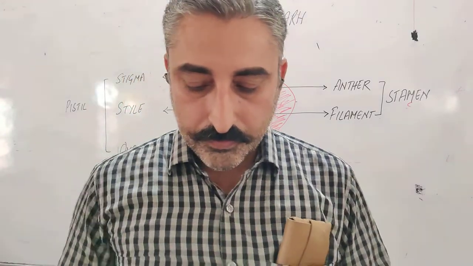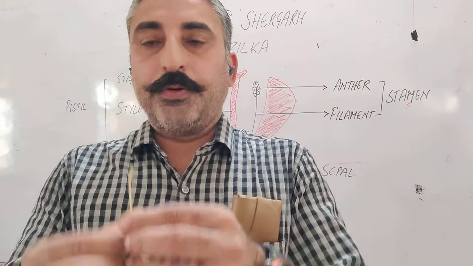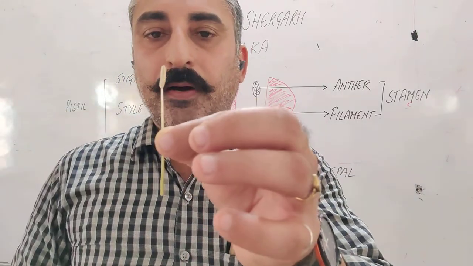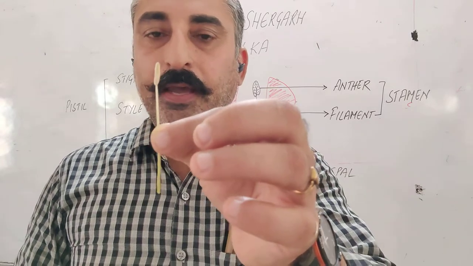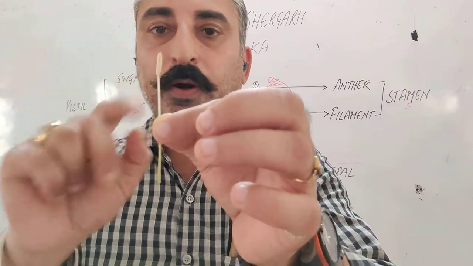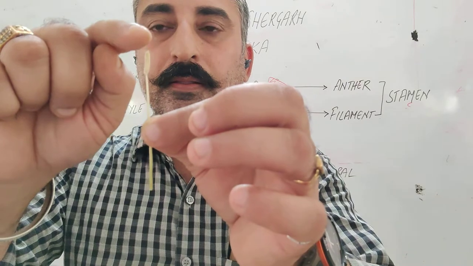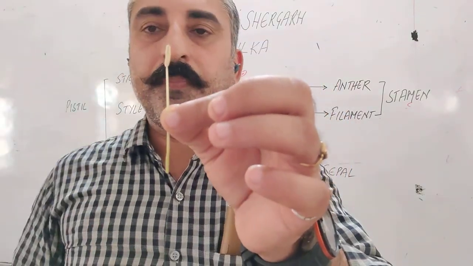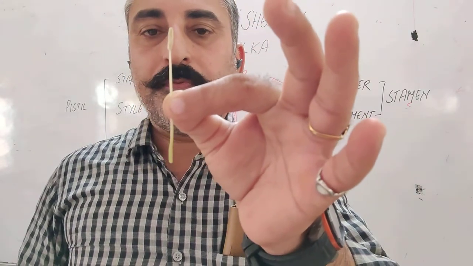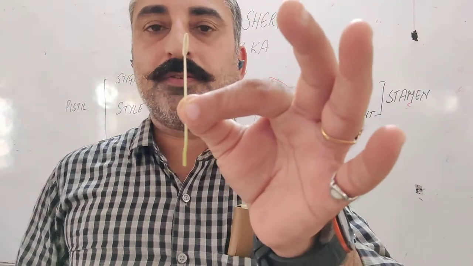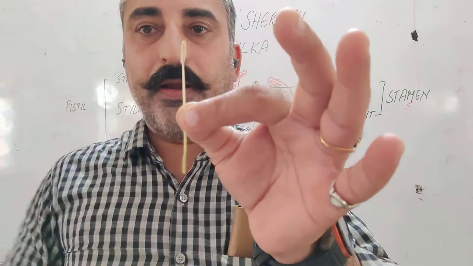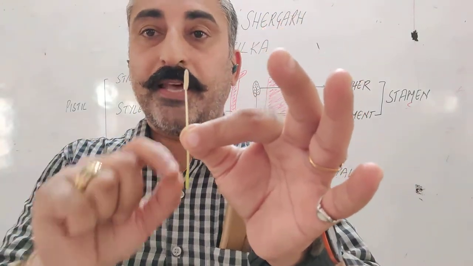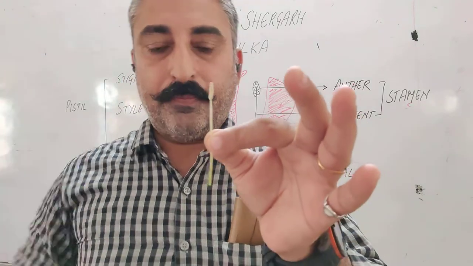Now, first of all, I'll show you the male part. Male part of flower is known as stamen and it consists of two parts. One is anther that will contain pollen grains and second is filament. Male part of flower is known as stamen, consists of anther and filament. Anther contains pollen grains and pollen grains have that male germ cell.